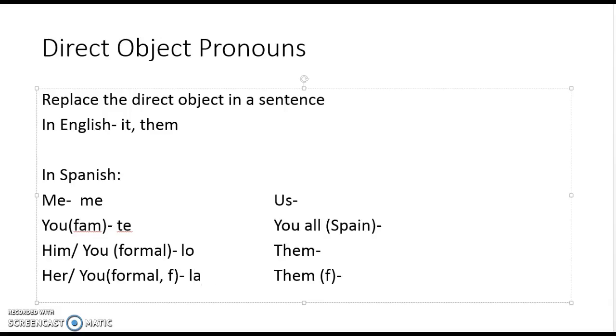The same thing is going to happen for her or a female that you want to show respect to. That would be la. To replace us, we're going to use the pronoun nos. For you all, if we're in Spain, we're going to use os. For them or you all not in Spain, we'll use los, and that will be all masculine or a mix of masculine and feminine. And if it's them or you all and it's all feminine, we'll use the pronoun las.